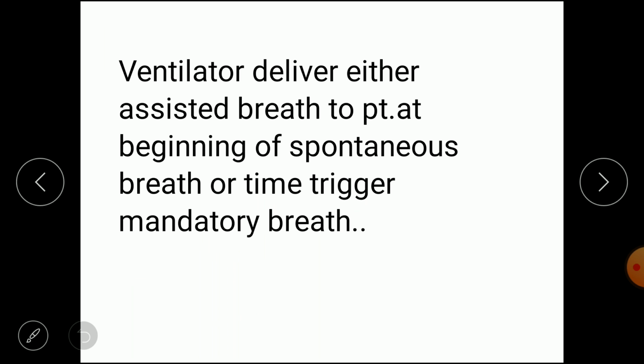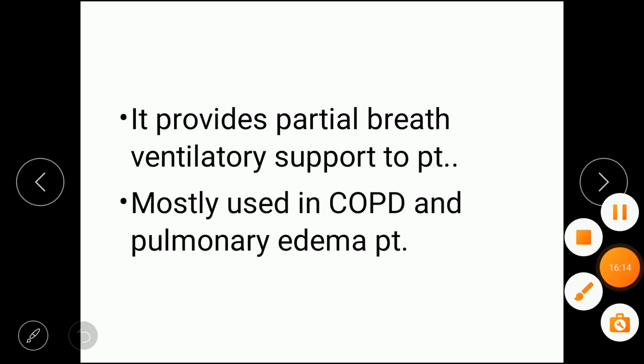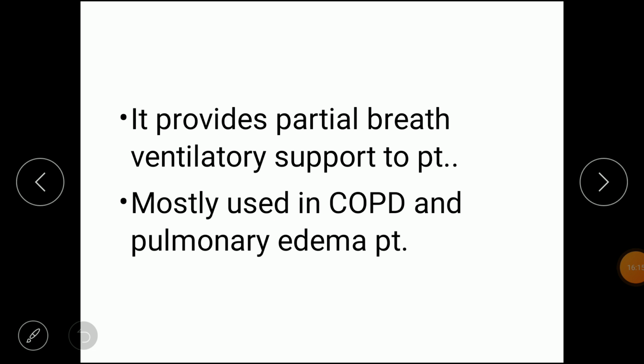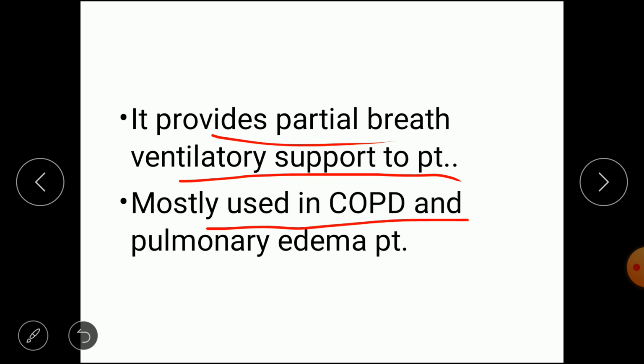That means in SIMV mode the patient breathes spontaneously and it is continued by the patient, but sometimes a mandatory breath is also needed, and that is provided by the SIMV mode. It gives ventilatory support with partial breaths, that means half the breathing is done by the patient and half by the SIMV mode. It is mostly used in COPD, chronic obstructive pulmonary disease, patients and pulmonary edema patients.